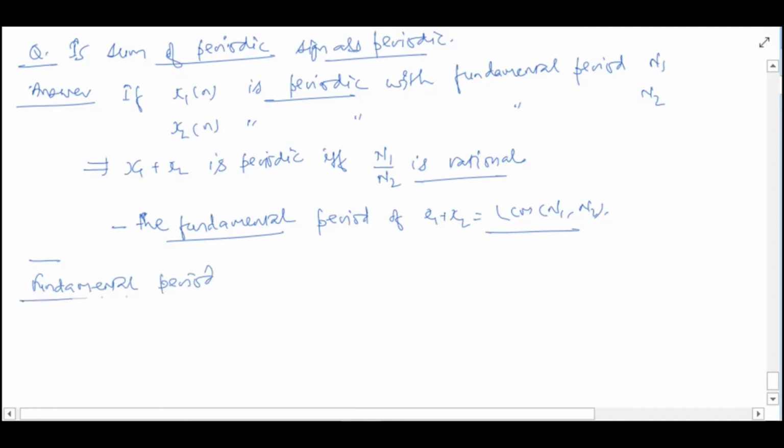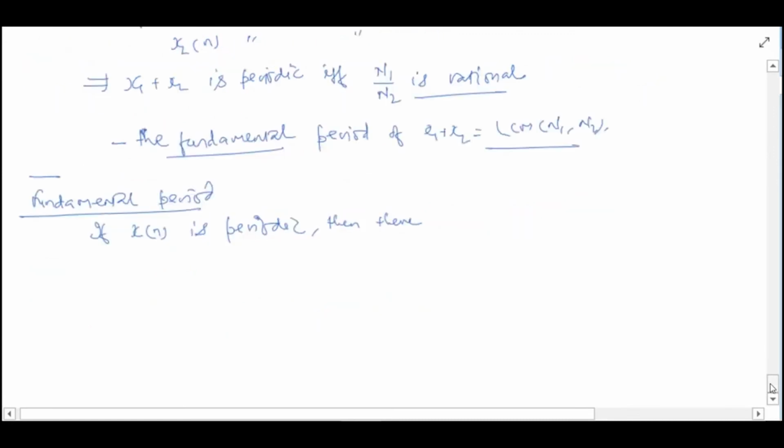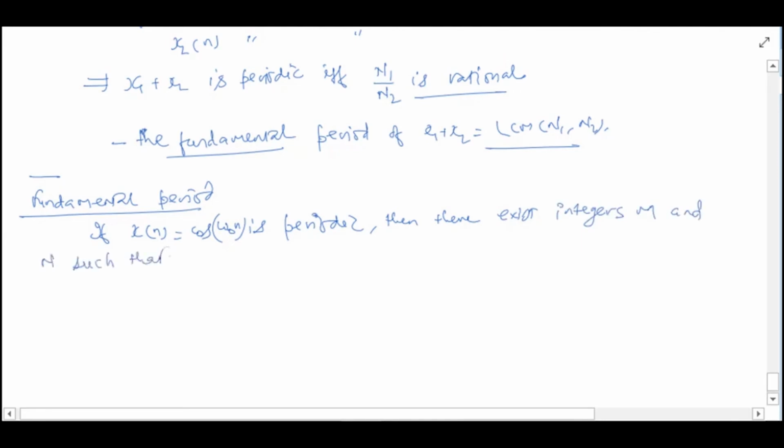Fundamental period. If x[n] equals, let's say, cos omega naught n, is periodic, then we saw that omega naught by pi is rational, so then there exist integers m and n such that omega naught over 2 pi is m by n, or omega naught times n is 2 pi m.